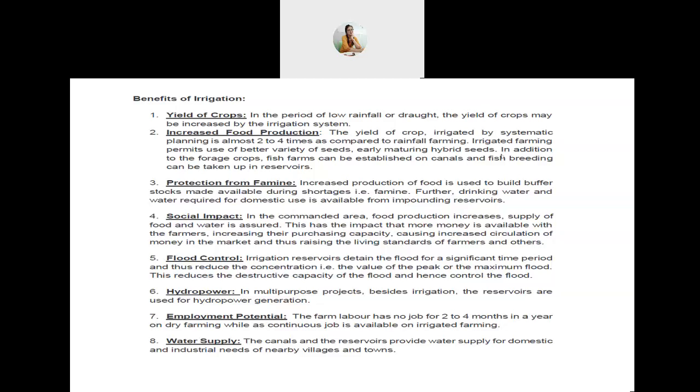Number 7, employment potential. The farm labor has no job for 2 to 4 months in a year on dry farming, while a continuous job is available on irrigated farming. Number 8, water supply. The canals and the reservoirs provide water supply for domestic and industrial needs of nearby villages and towns.